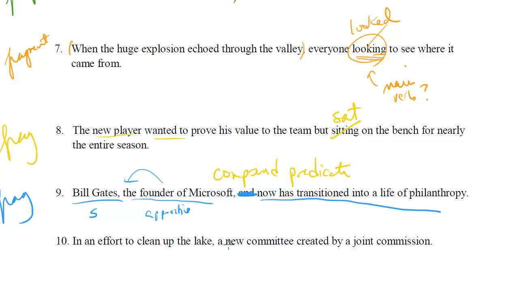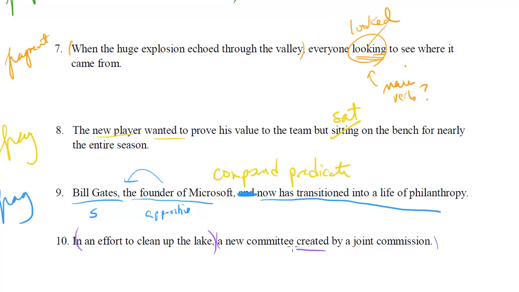"In an effort to clean up the lake, a new committee created by a joint commission." So we might think we're okay because this looks like a complete sentence, right? We've got a subordinate phrase right here, and then we have what looks to be an independent clause here, but is it? "A new committee created by a joint commission."